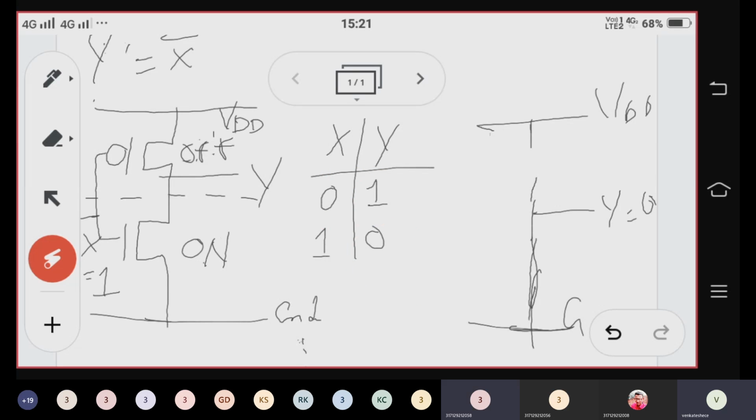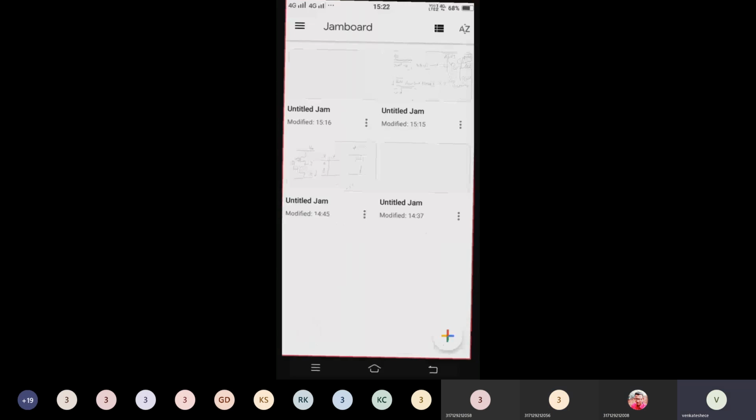Right? So our circuit is acting like an inverter. Now all of you, I think everyone understands the operation of inverter, right? Yes, sir. Now, okay, now I will explain another circuit.